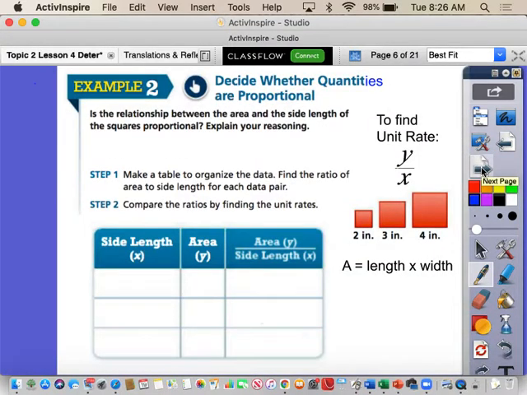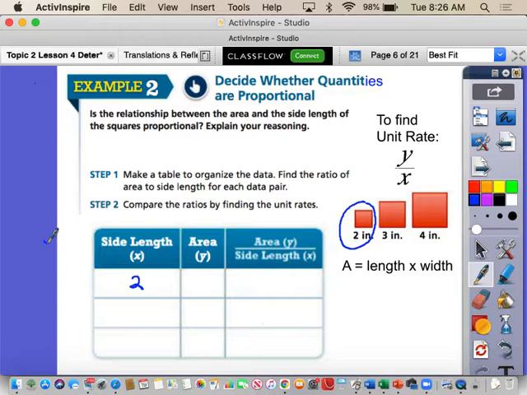Okay. So now we want to know if the ratio or the relationship between the area and the side length of the squares is proportional. So it's kind of walking us through it. So let's first make a table, which they've kind of set up for us. We want to find the ratio of area to side length for each pair. Okay, so let's look at our squares over here. For this first little square, where my side lengths are 2 inches, so side length is going to be 2. So we can fill that in for our first x value.